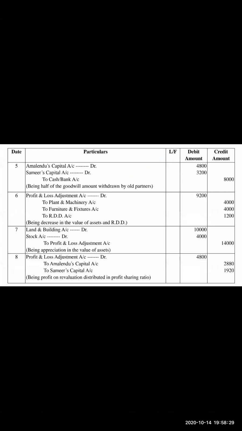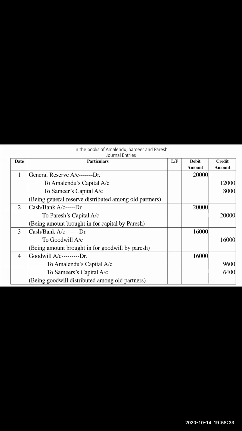ठीक है, अब calculation बाद में देखेंगे, पहले आपको ये समझना है कि whenever the information is given related to goodwill and it is informed that the old partners had withdrawn the goodwill, then three entries will be passed related to goodwill. First will be cash or bank account debit to goodwill. Second will be goodwill account debit to old partners' capital account, and third will be old partners' capital account debit to cash or bank. Is it clear?